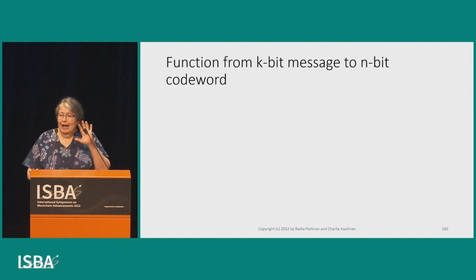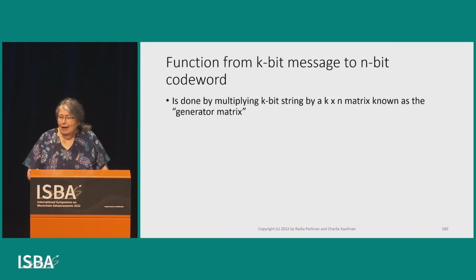Now, how do you get a function from a k-bit message to an n-bit code word? It's done by multiplying the k-bit string by a k by n matrix known as the generator matrix. So you have a k-bit string multiplied by a k by n matrix, which will give you an n-bit string. The way she's going to define her error correcting code is with the generator matrix, which will generate all possible code words.